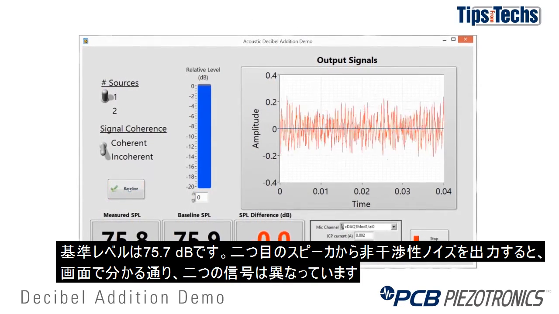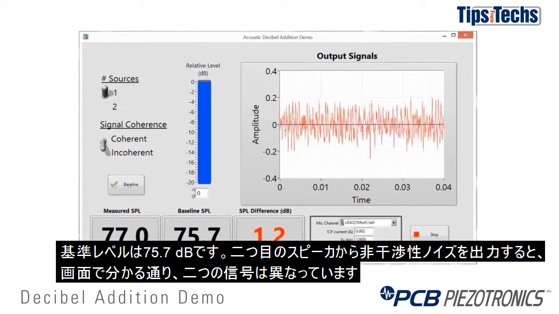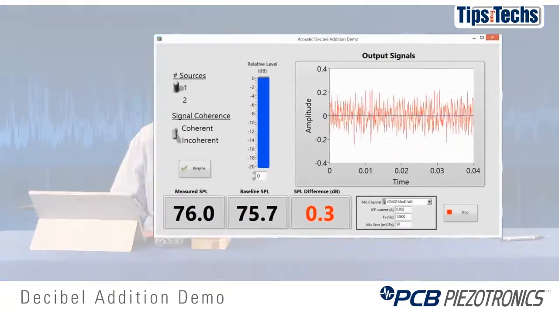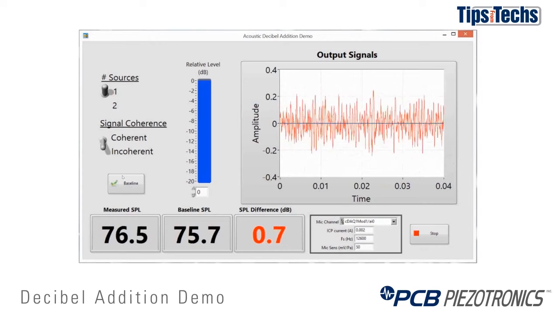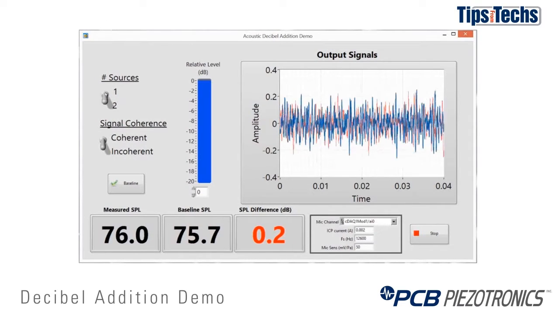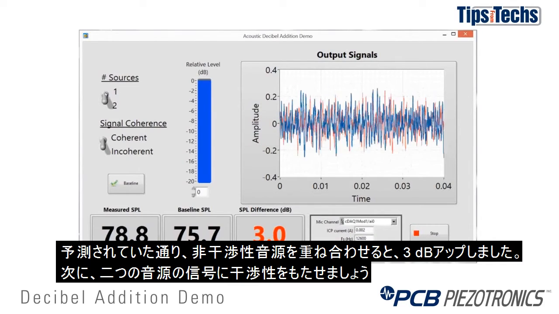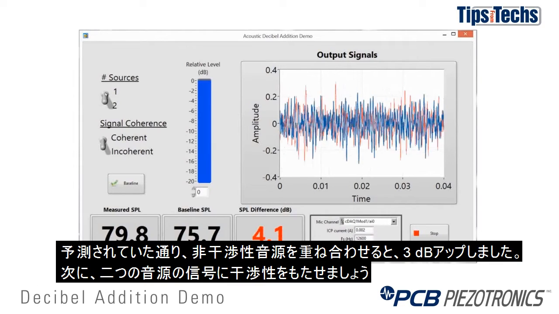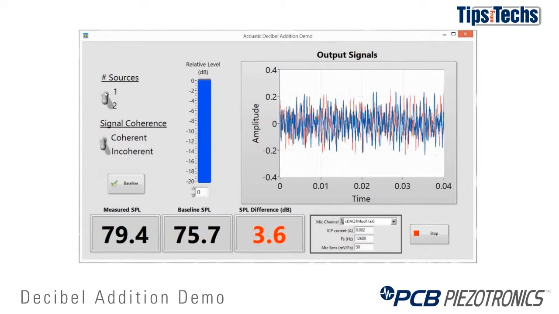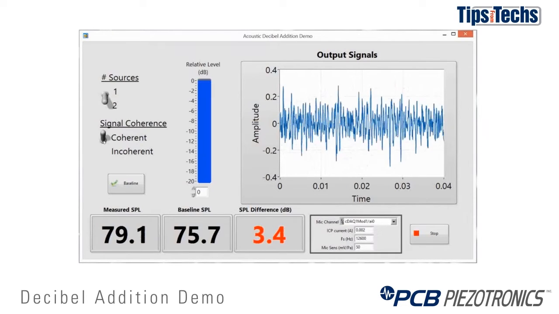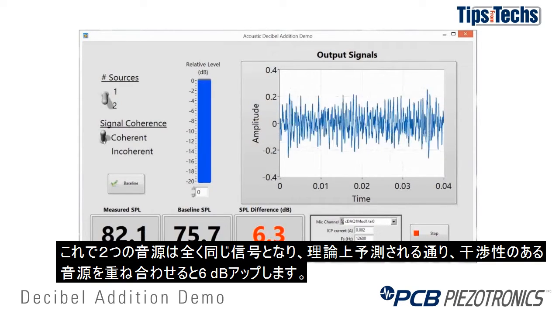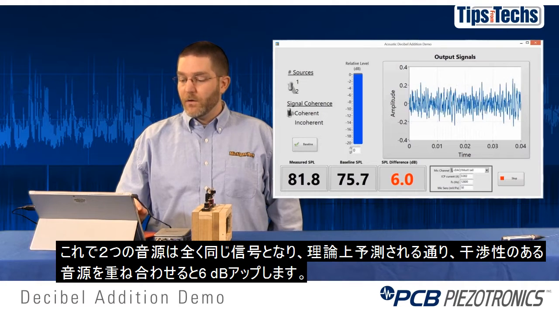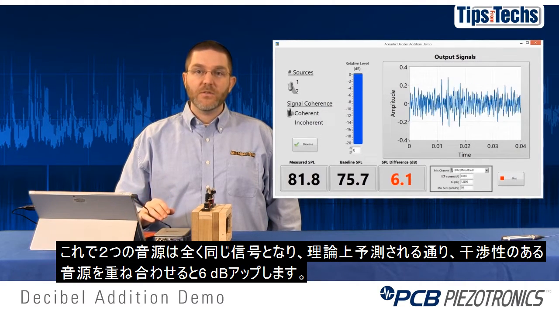Our baseline level is 75.7 dB. Now we'll turn on the second one with incoherent noise, and you'll see on the screen that the two signals are different. And as expected, we see that 3 dB increase for doubling of incoherent sources. Now we'll make the signal between the two speakers coherent. And you can see that it's exactly the same signal, and we get a 6 dB increase per doubling of coherent sources, as the theory would predict.